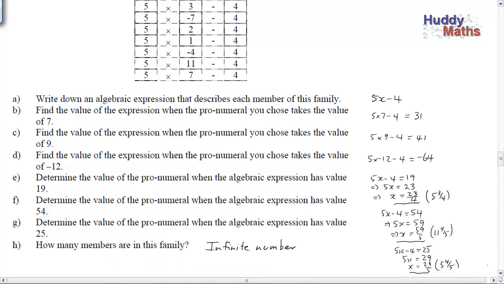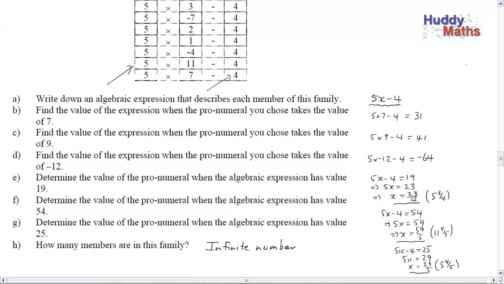I've been busy here. Here's some answers for you. So write down an algebraic expression. What do they have in common? Timesing by 5 and subtracting 4. So we want an algebraic expression this time. So we're going to put an x in. 5x take 4. Or 5n take 4 if you like.